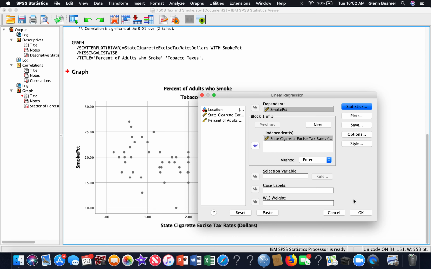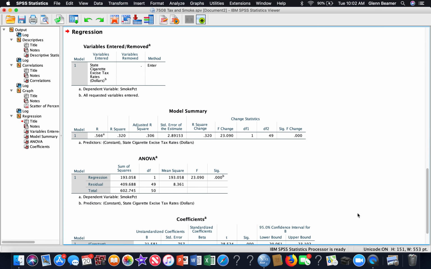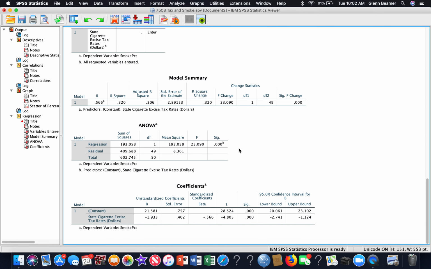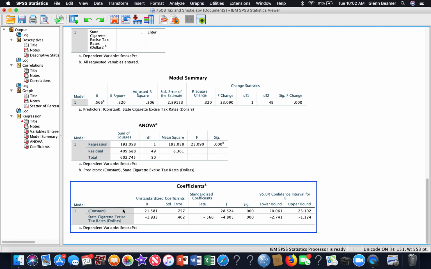And is there anything else I want to do? I think I'll run this regression. Okay, and here's my regression. By the way, there is this goofy thing about Enter in SPSS, and that dates from way back in SPSS when there was something called stepwise regression, which it is no longer. But here's my model, and the first thing I want to look at is coefficients.